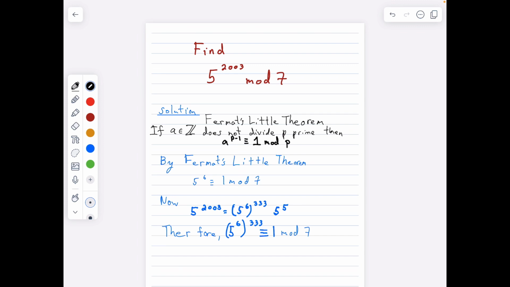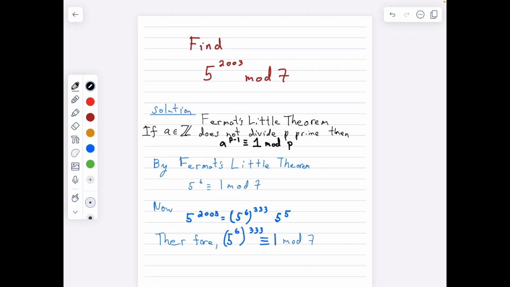And the tool really is going to be Fermat's little theorem. So Fermat's little theorem says the following: if you have a, which is in the set of integers, that does not divide p, p being a prime number, then a to the p minus 1 is congruent to 1 mod p. Okay, so how do I use that here?